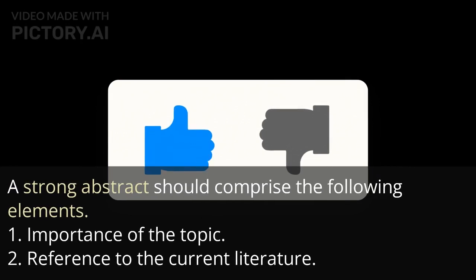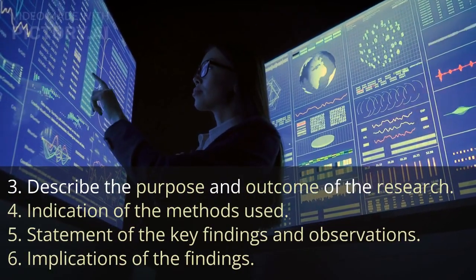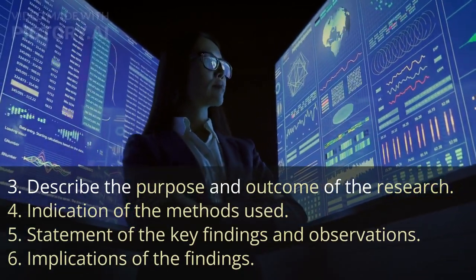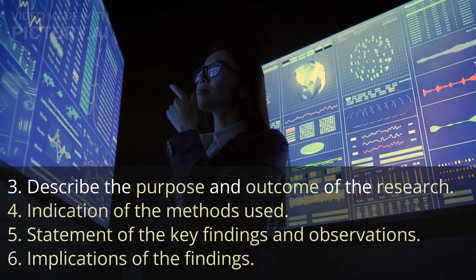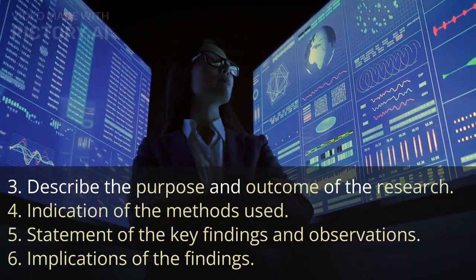Point 1. Importance of the topic. 2. Reference to the current literature. 3. Describe the purpose and outcome of the research. Point 4. Indication of the methods used. Point 5. Statement of the key findings and observations. Point 6. Implications of the findings.